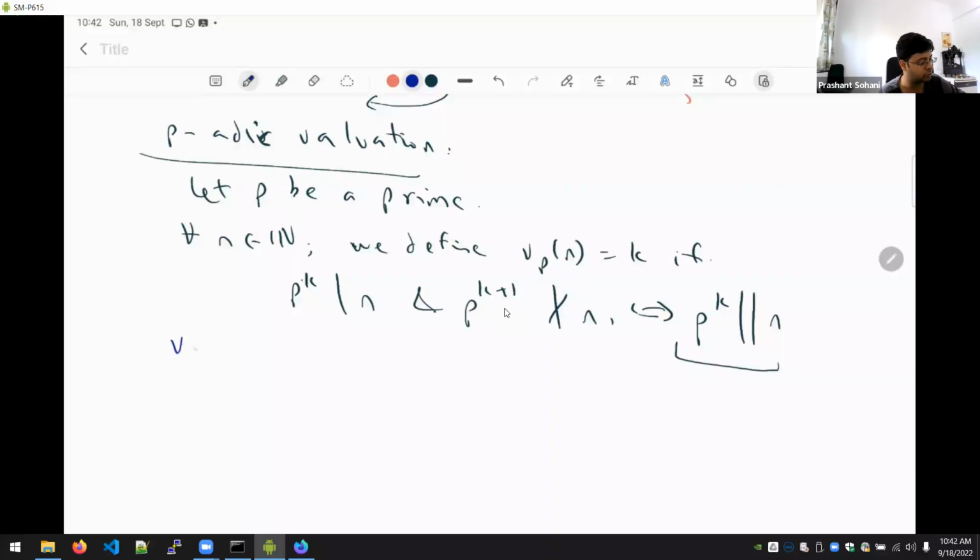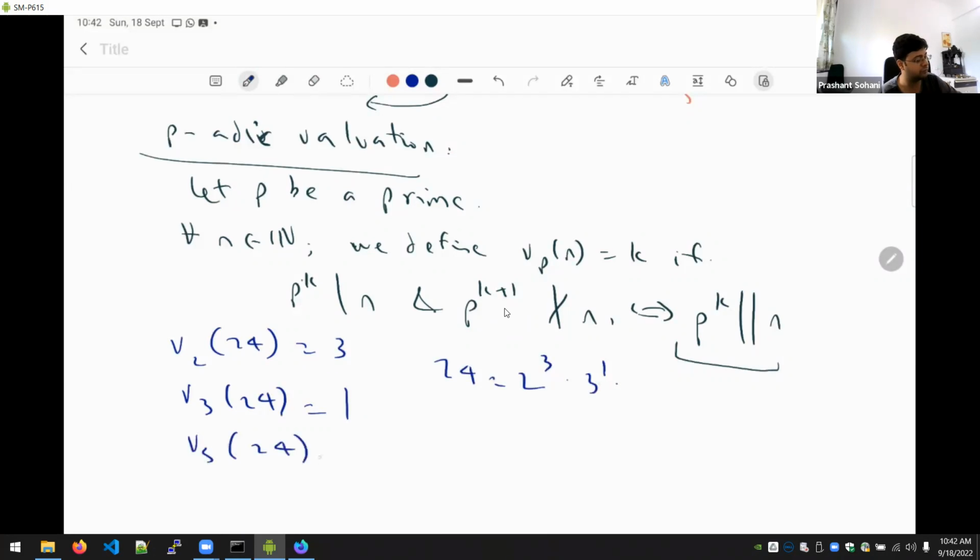So, just to give some examples, V2 of 24 is 3, and V3 of 24 is 1, right? This is because 24 is 2 raised to 3 times 3 raised to 1. And for any other prime which doesn't occur in the factorization, the Vp will be 0.